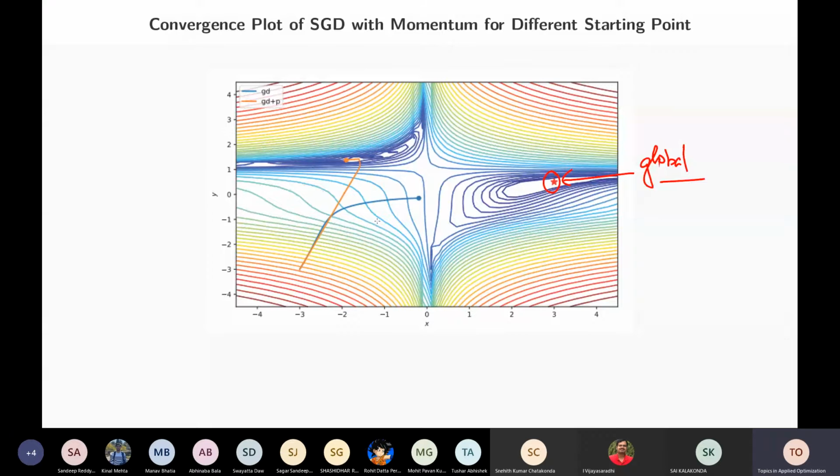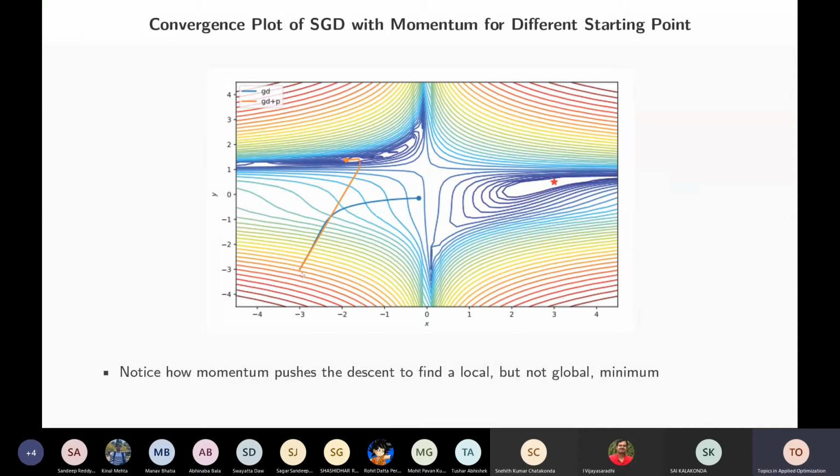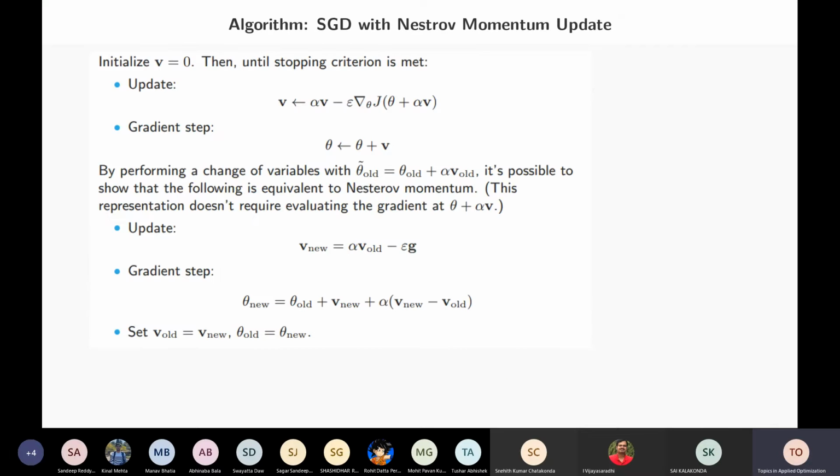But this was just an example to show you that although you started from the same initial point, SGD looks like it is going to the global minima, which is the star, but the momentum based method went into some local minima and stops here. Obviously, we know that SGD only guarantees a local minima in the non-convex case.